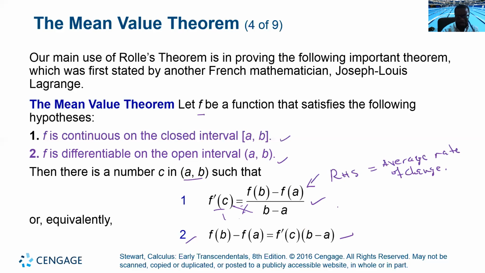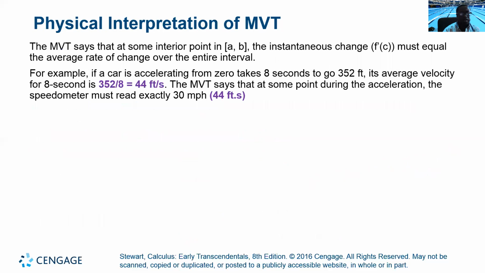All right. So what does this mean in a practical sense? The mean value theorem states that at some point in the interval, remember the rate of change is the average velocity over the journey. So the mean value theorem basically says that the instantaneous rate of change f prime at a certain point in that interval is equal to the average rate of change.